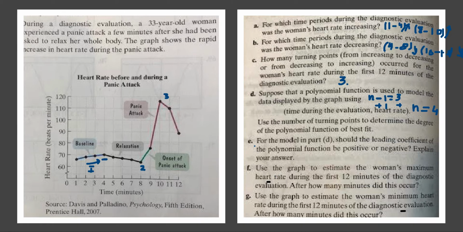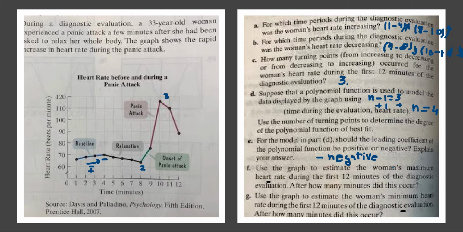And E says, for the model in part D, should the leading coefficient of the polynomial function be positive or negative? As we see here, the end behaviors of this function, on the left is falling and on the right is falling. It means that the leading coefficient should be negative, because the end behaviors are falling on the left side and the right side. And obviously this is an even degree. We can find this out according to the test of the graph of the function, or end behaviors for polynomials. So the leading coefficient is negative.